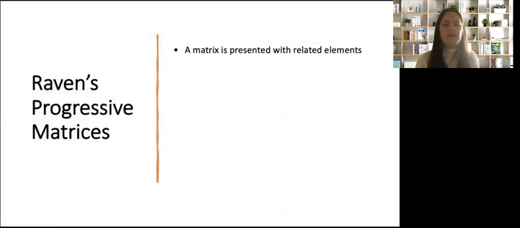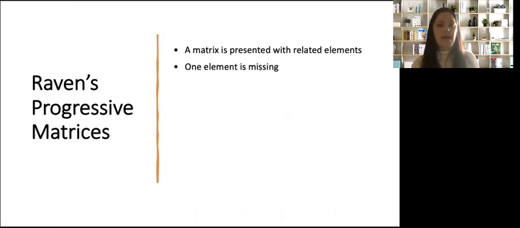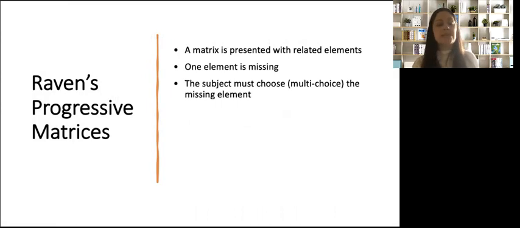Then we have another test developed by John Raven in 1936. He developed a test that presented a matrix with related elements, and one of the elements is going to be missing. The individual taking the test has to choose the missing element out of a multiple choice option. So it's a multiple choice test, and they have to select which one best fits the element that is missing.